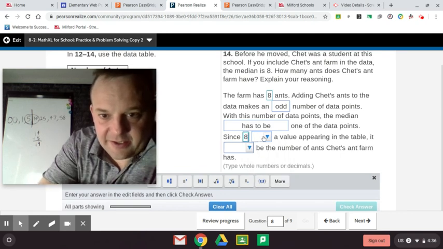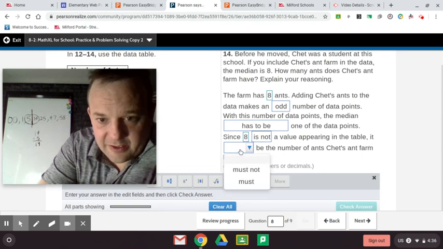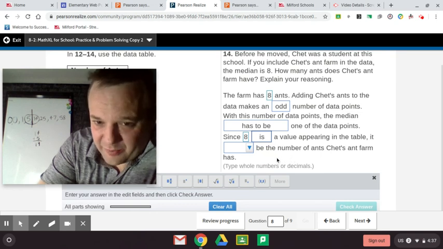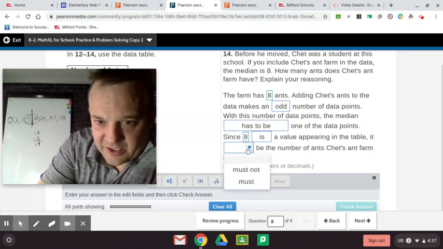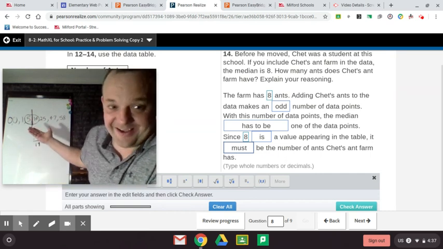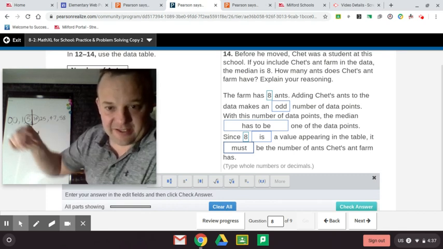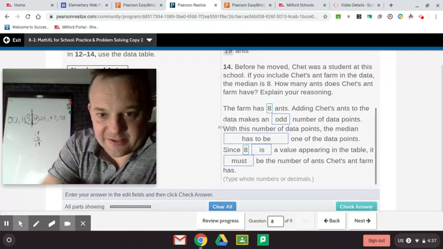Since 8 is not a value appearing in the table, since 8 is a value, it's now a value, but it wasn't before. What do they want? It must not be the number. It must be the number of ants. So it is now appearing, I think, the 8 is now right here, and it must be the number that he has. Please be.